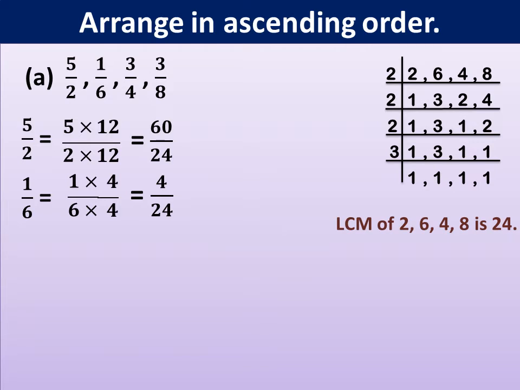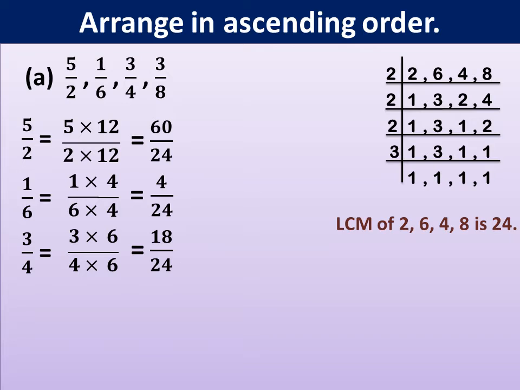Now we take 3 upon 4 to make the denominator same. Which digit will you multiply to bring 24 in the denominator? Yes, the number is 6 because 4 sixes are 24. So we multiply numerator and denominator by the same number 6. 3 sixes are 18 and 4 sixes are 24. So the fraction is 18 upon 24.